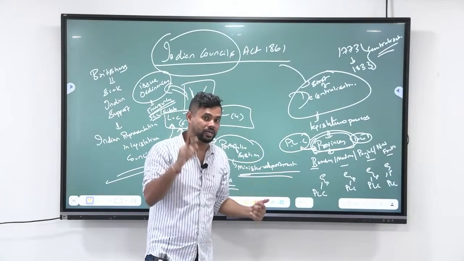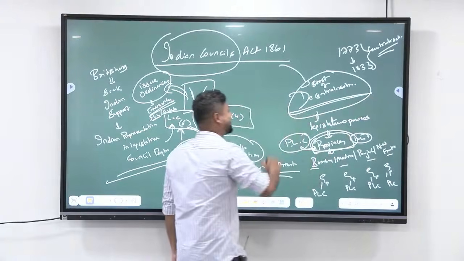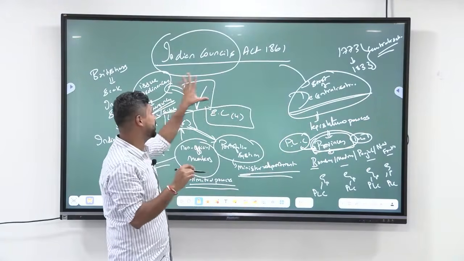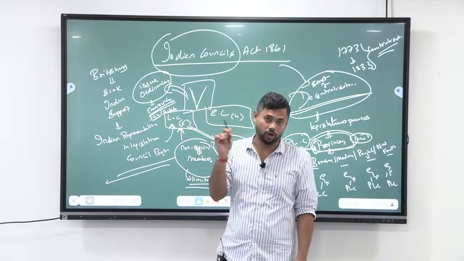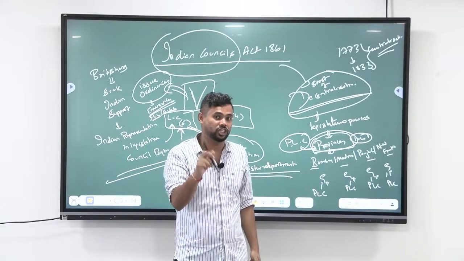The two levels are created because this is the start of decentralization. So hence, this Indian Councils Act 1861 will not only provide representation to Indians in the Legislative Council, but also will be the start of decentralization in British India.